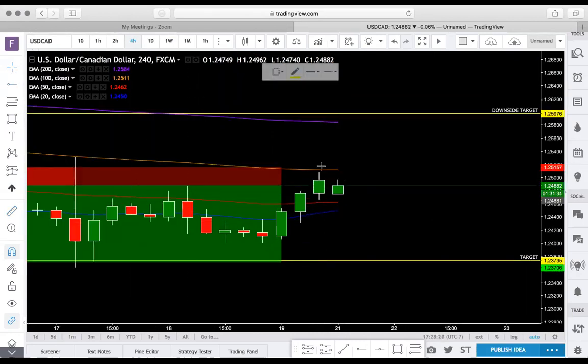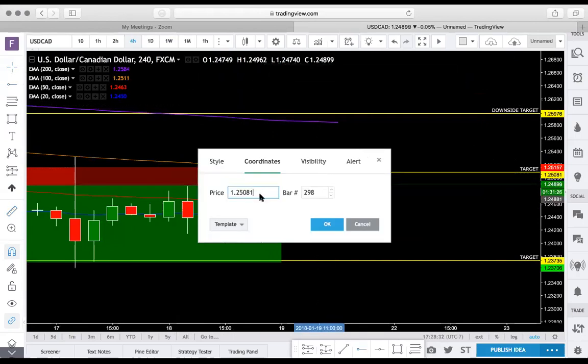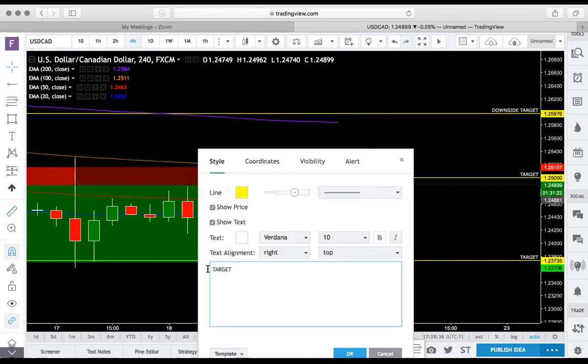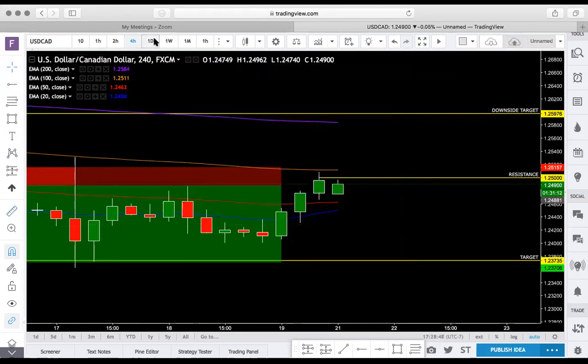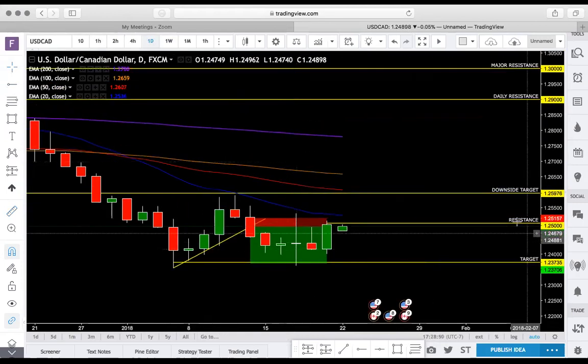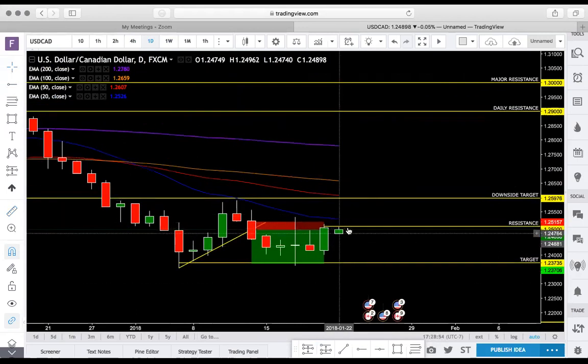And I'm actually going to mark that. I'll just call it resistance. All right. So keep an eye on that 125 round number on dollar CAD, and let's see how it reacts to that level, and we'll go from there.